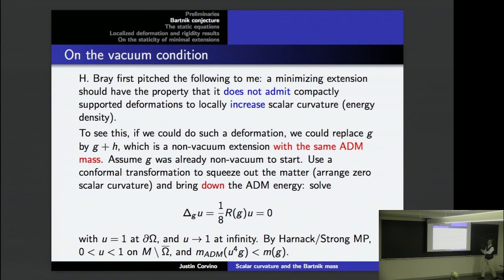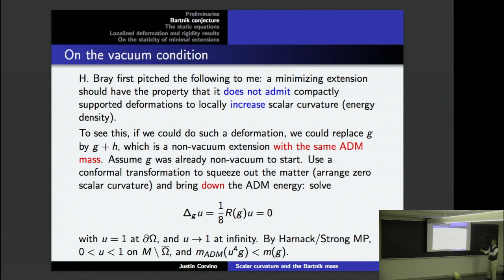Okay. So anyway, the idea is to take your extension and modify it by a conformal transformation to bring the scalar curvature down to 0. So you start with some extension, do a deformation. So this is g plus h, and then multiply by a conformal factor. u goes to 1 as you go to infinity, and u equals 1 on the boundary, and that preserves the metric on the boundary.